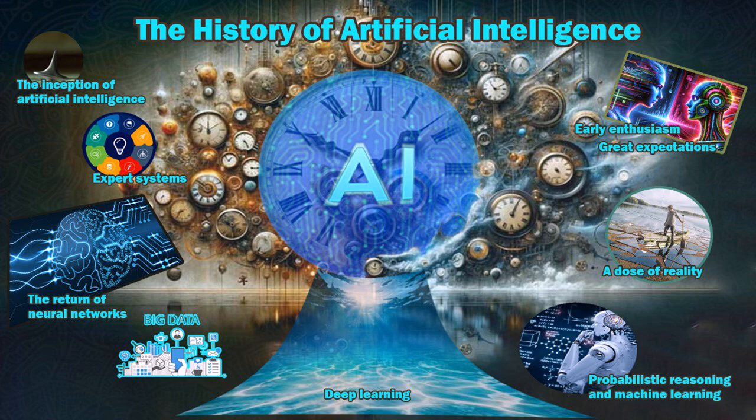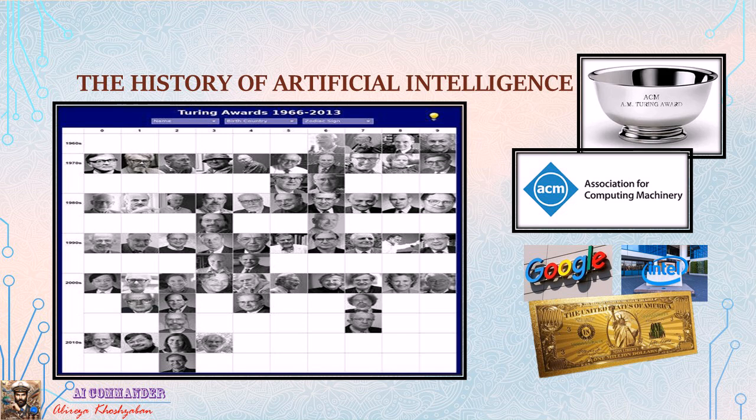History of Artificial Intelligence. In 1950, Turing introduced the Turing test, machine learning, genetic algorithms, and reinforcement learning in his paper titled Computing Machinery and Intelligence. He is considered the father of computer science and artificial intelligence, and the most prestigious award in computing is named the Turing Award in his honor.